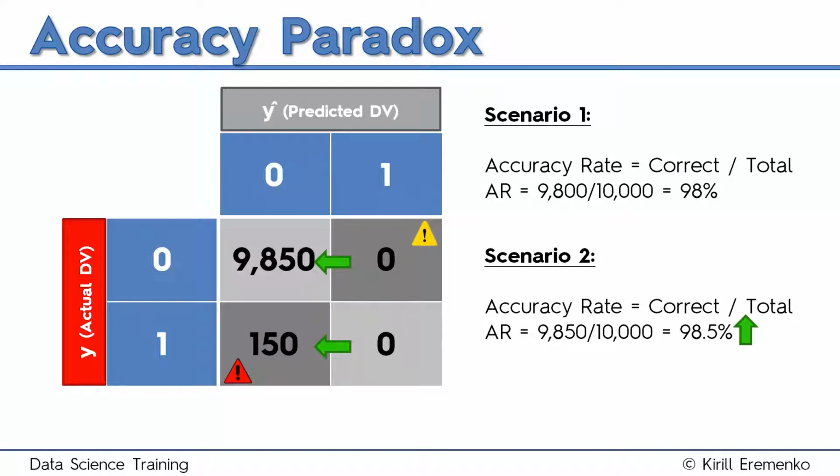And even though obviously you're not using a model anymore, which means that you're not applying any kind of logic into your decision-making process, your accuracy rate is going up. So it's misleading you into a wrong conclusion that you should stop using models. And this effect is called the accuracy paradox.